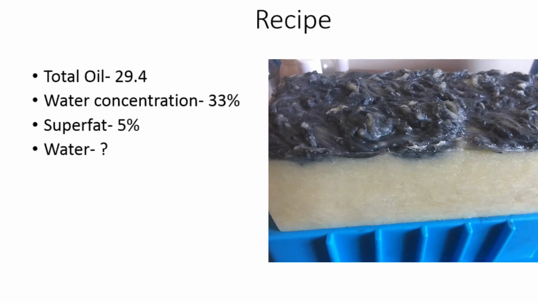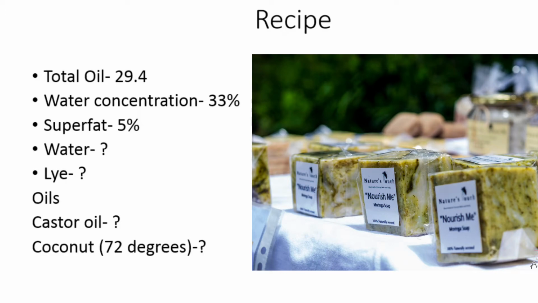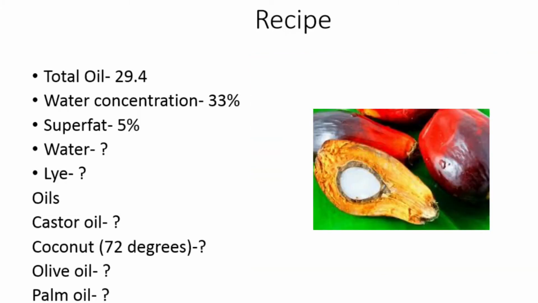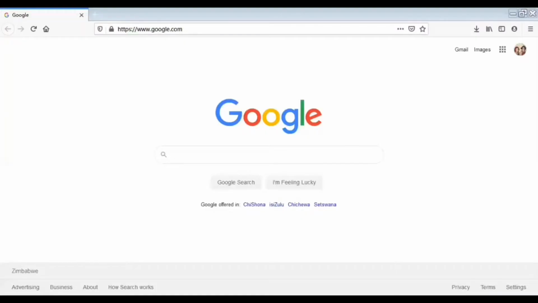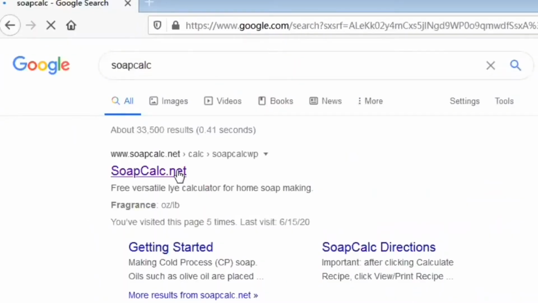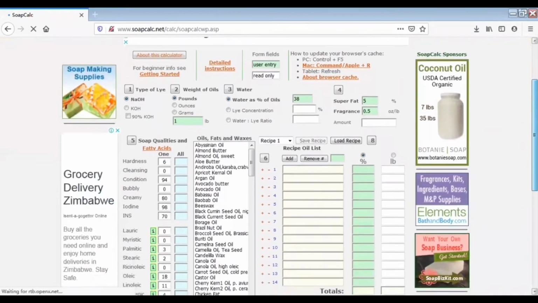We are going to use Soapcalc to answer questions such as how much water do we need, how much lye do we need, that is the sodium hydroxide, and what percentage of each oil do you need: your castor oil, your coconut oil, olive oil, or palm oil. So I'm heading over to Google and searching Soapcalc. There are other soap calculators, but this is the one that I learned how to use and I've always stuck with it. So this is what it looks like at a glance.